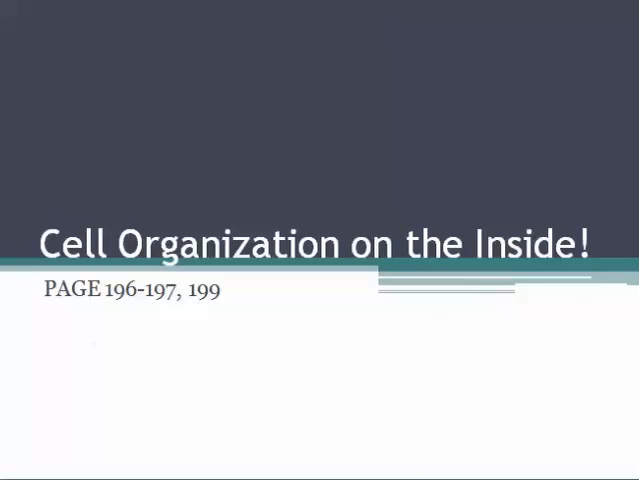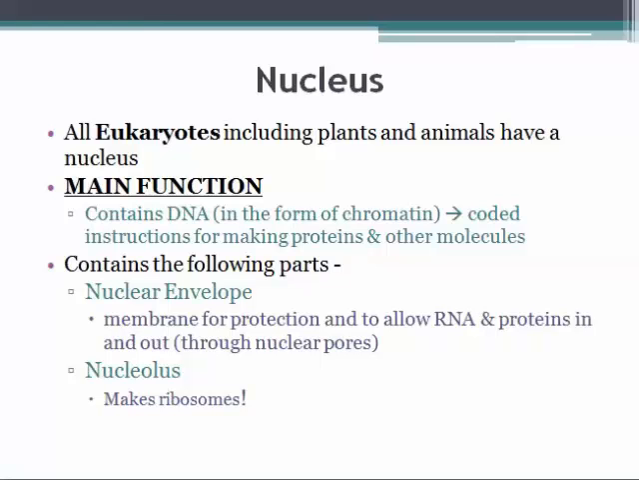Moving on, cell organization on the inside. Information for this can be found on 196, 197, and page 199. The nucleus. All eukaryotes, including plants and animals, have a nucleus. The difference between prokaryotes and eukaryotes is the prokaryotes basically look like spaghetti mixed around. That's all the genetic material. In a eukaryote, such as plants and animals, it is basically put in a center that is controlled and protected.